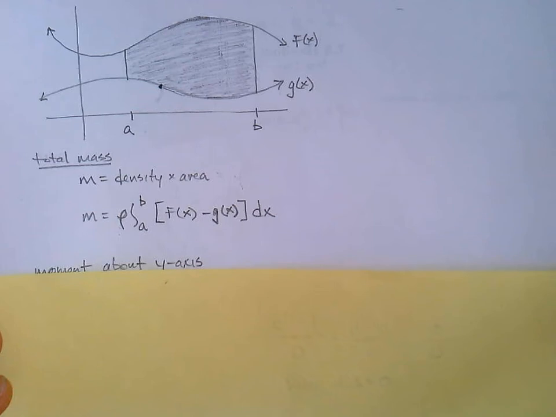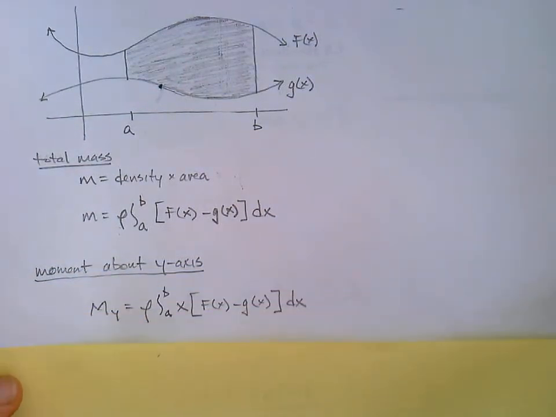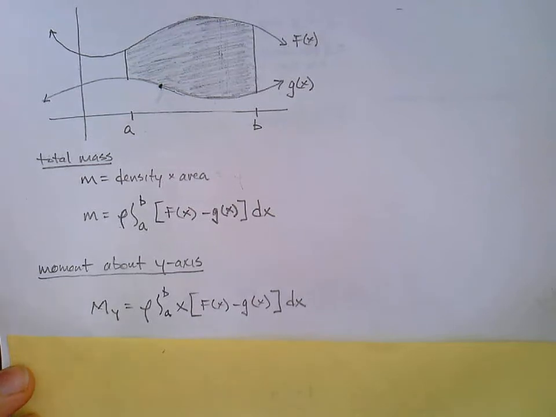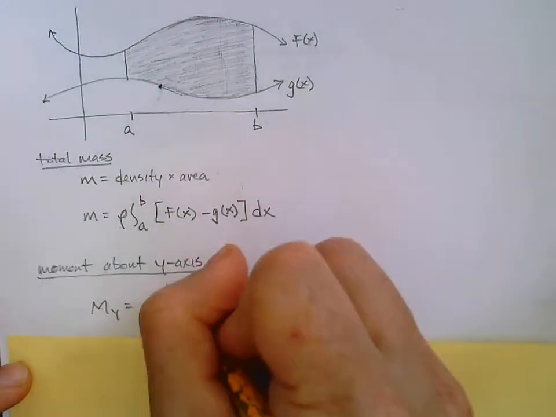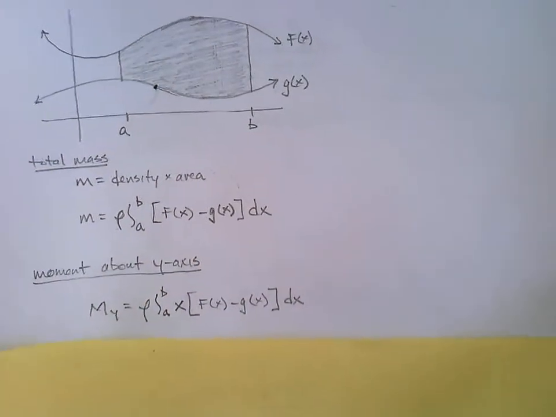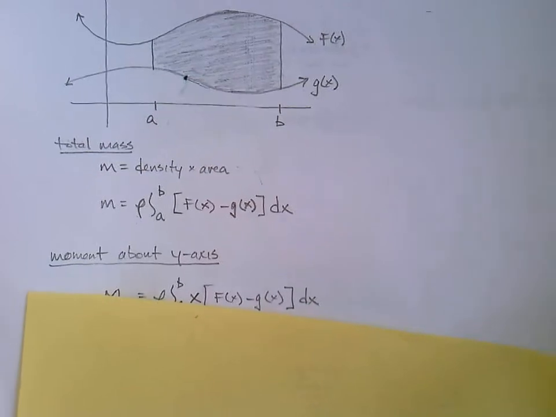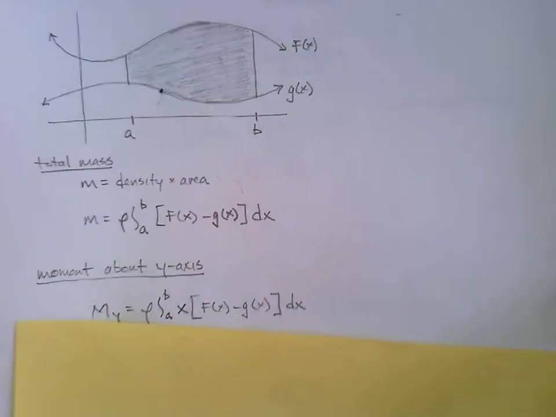So there's total mass. What if we wanted the moment about the y-axis? That's My. And we just do a small adjustment to our mass integral. Turns out we just need to place an x right here. Why is that? Let's go back all the way to the one-dimensional case. I'll explain why.